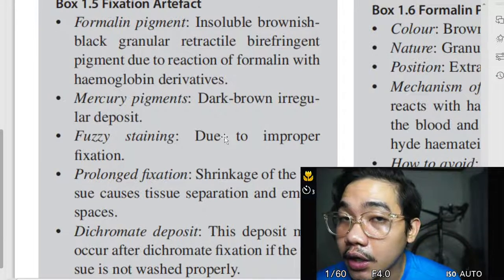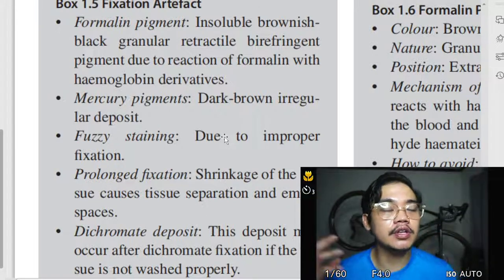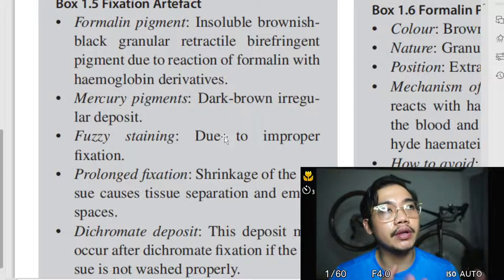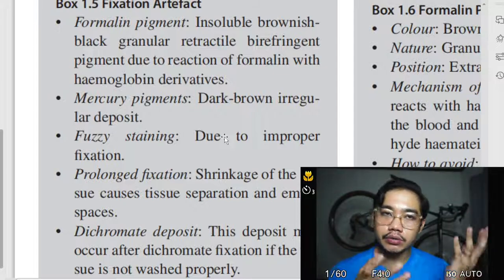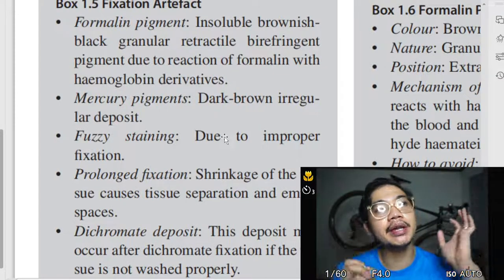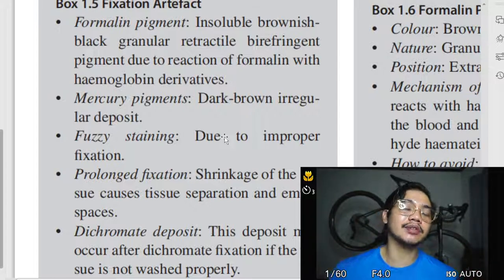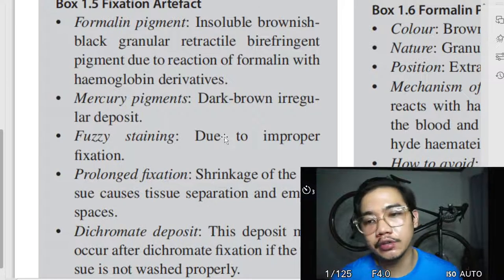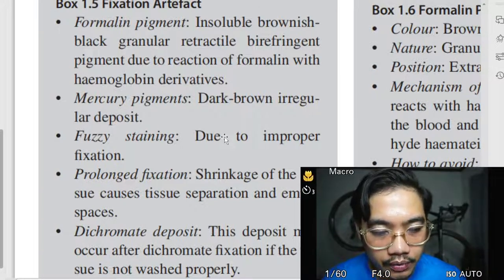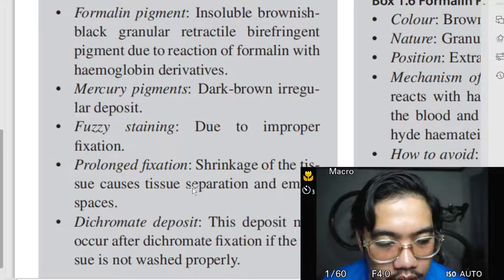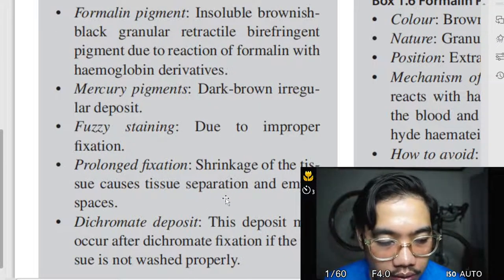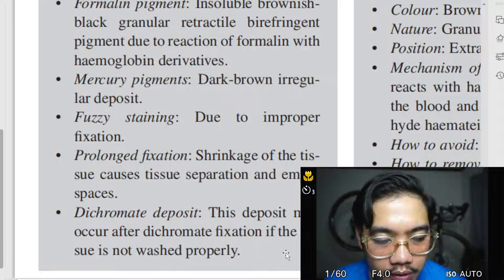That's what you call cold ischemia time. Ischemia means lack of blood flow leading to hypoxia. Cold means it is already out of the body, no longer warm. That's your cold ischemia time. It affects lots of tests, especially your immunohistochemistry. Then prolonged fixation makes the tissue shrink because of the long duration. And then dichromate deposit.